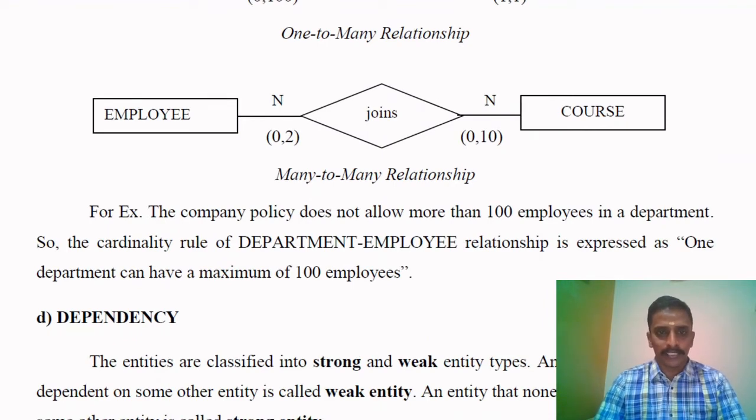One is one-to-many relationship, and another one is many-to-many relationship. For example, the company policy does not allow more than 100 employees in a department. So the cardinality rule is the department-employee relationship, and it is expressed as one department having a maximum of 100 employees. So this is said to be a one-to-many relationship.